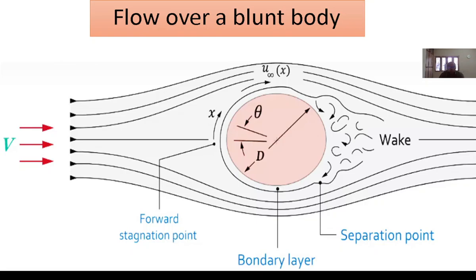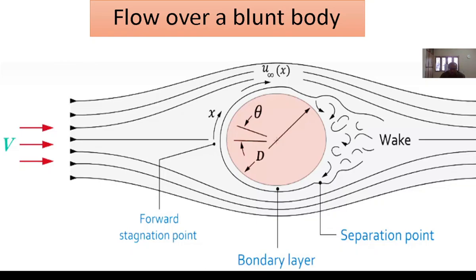Okay, good morning. Today we will discuss how to simulate the flow of blunt bodies. A cylinder is one of the blunt bodies that we see regularly. There are many other blunt bodies, like all our buildings. They are also blunt bodies.